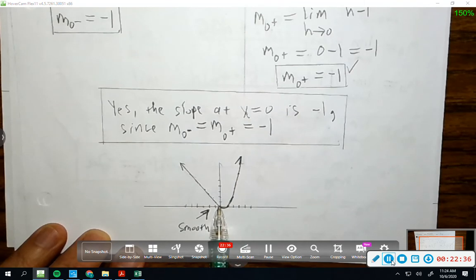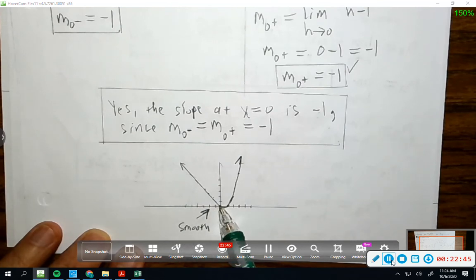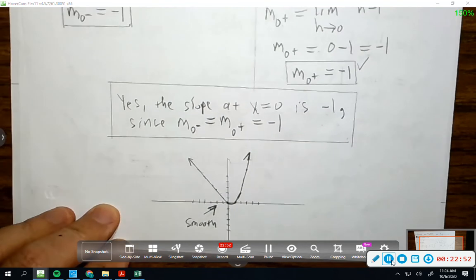If this line would have gone this way, for instance, if it was just y equals x instead of y equals negative x, this point would be too sharp and we would not have a slope. Those points are called cusps. We will discuss those more in chapter 3.